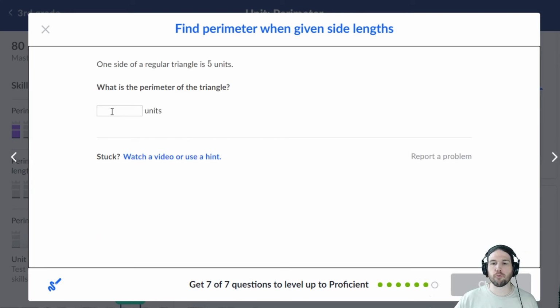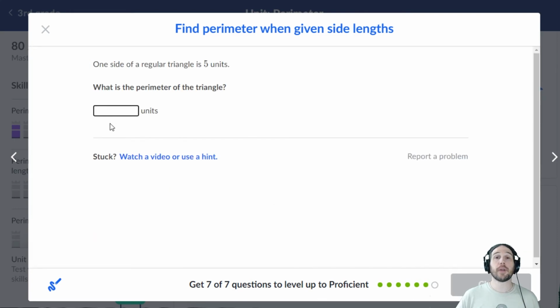One side of a regular triangle. Again, vocabulary. Quick review. Regular is the same thing as equilateral. We just don't want to say or write the word equilateral every single time. Regular, when it comes to polygons, means that all of the sides are the same. And each side is 5 units, and it is a triangle. 5 times 3 is 15.